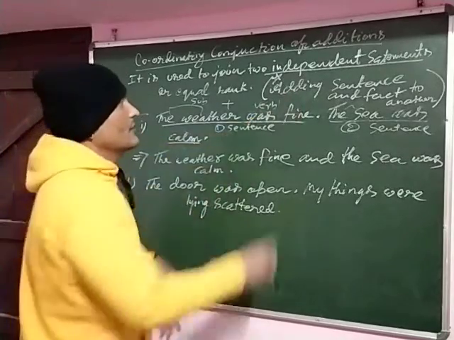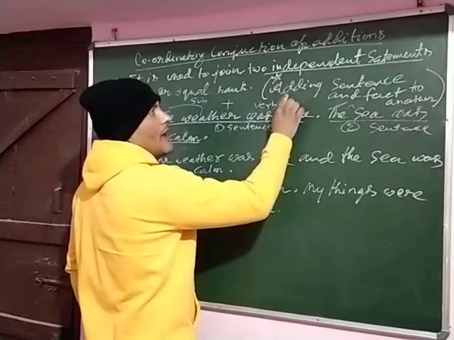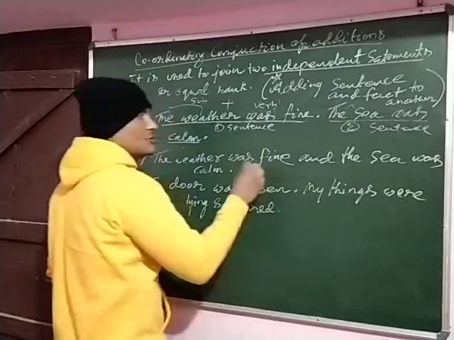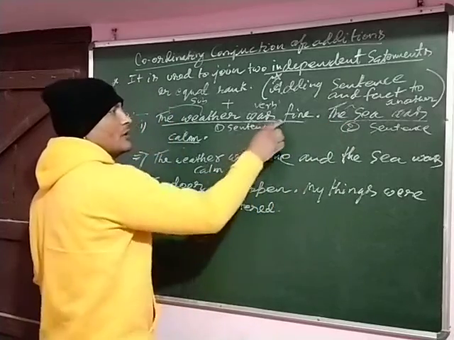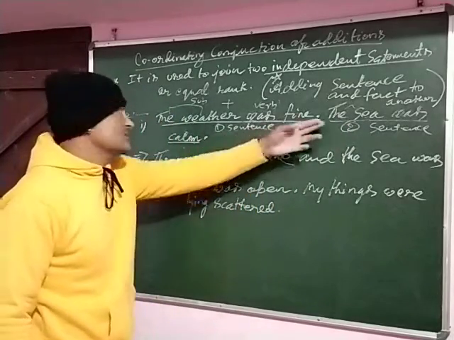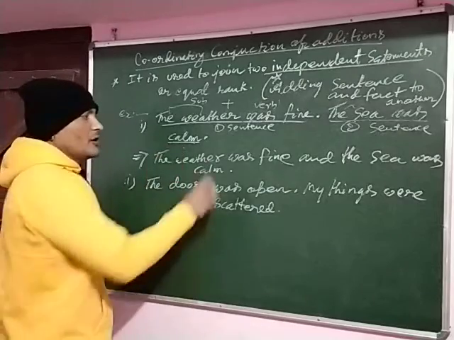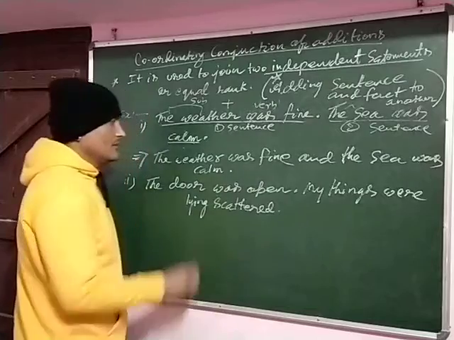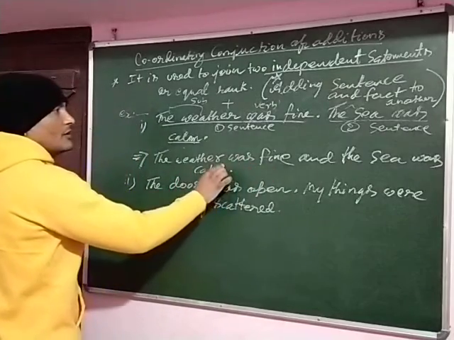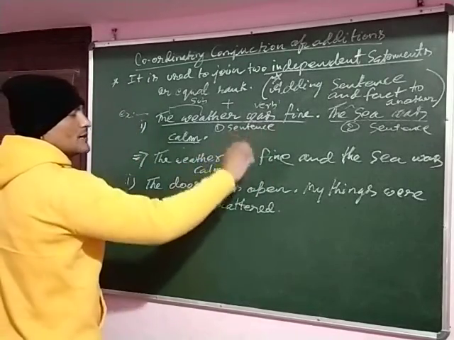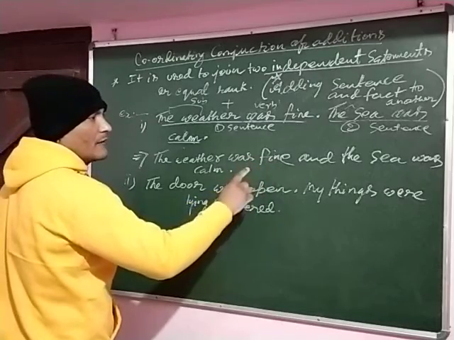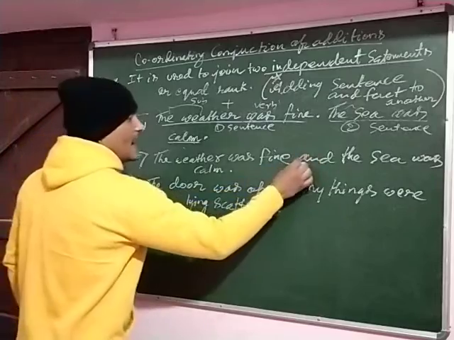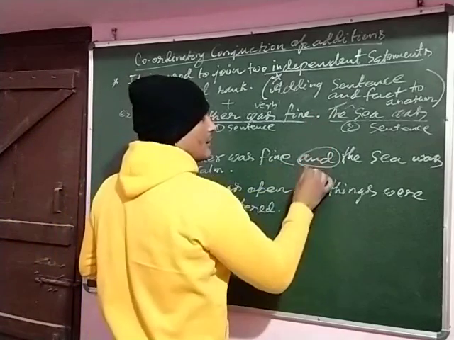So here I wrote: adding one sentence and fact to another. That's why it is a fact added to another, because the weather is fine, that's why the sea was calm. Therefore, I have joined these two sentences by using the conjunction and. In this way, we can join two sentences, forming one sentence, by using and. That's why and is a conjunction.